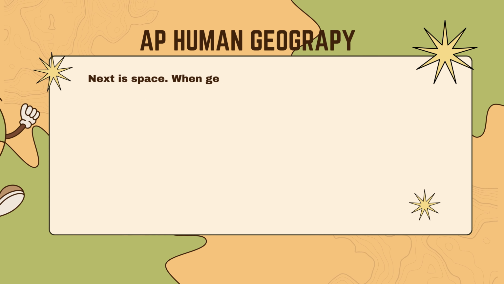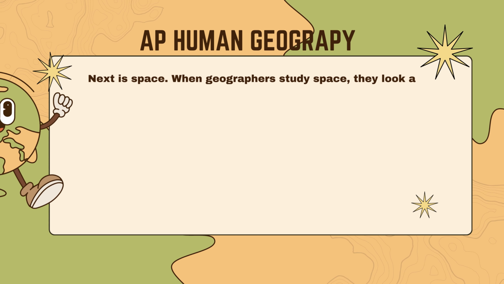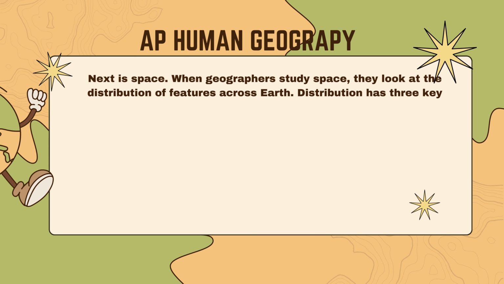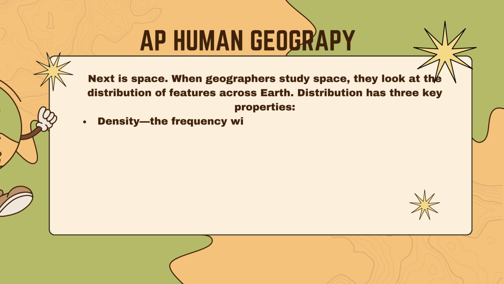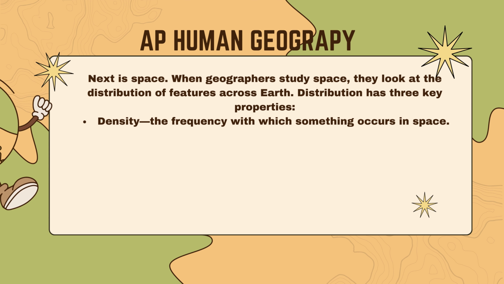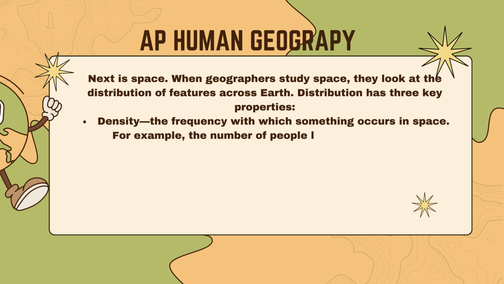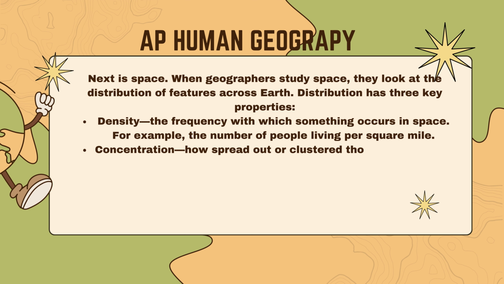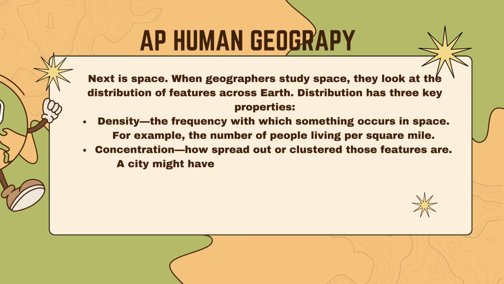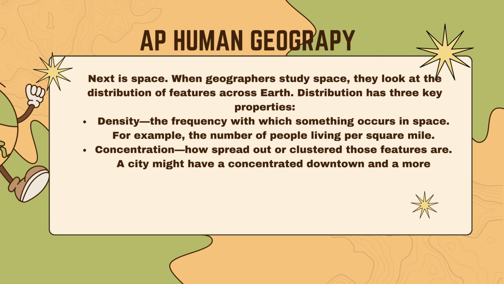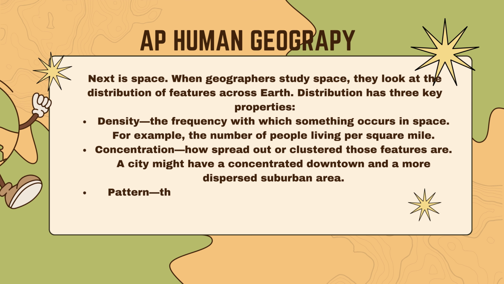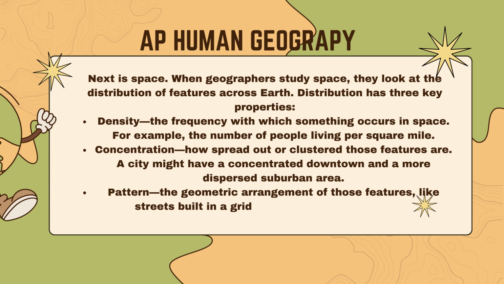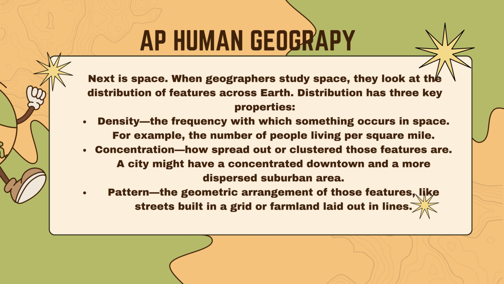Next is space. When geographers study space, they look at the distribution of features across Earth. Distribution has three key properties: density, the frequency with which something occurs in space, for example, the number of people living per square mile; concentration, how spread out or clustered those features are. A city might have a concentrated downtown and a more dispersed suburban area. Pattern, the geometric arrangement of those features, like streets built in a grid or farmland laid out in lines.